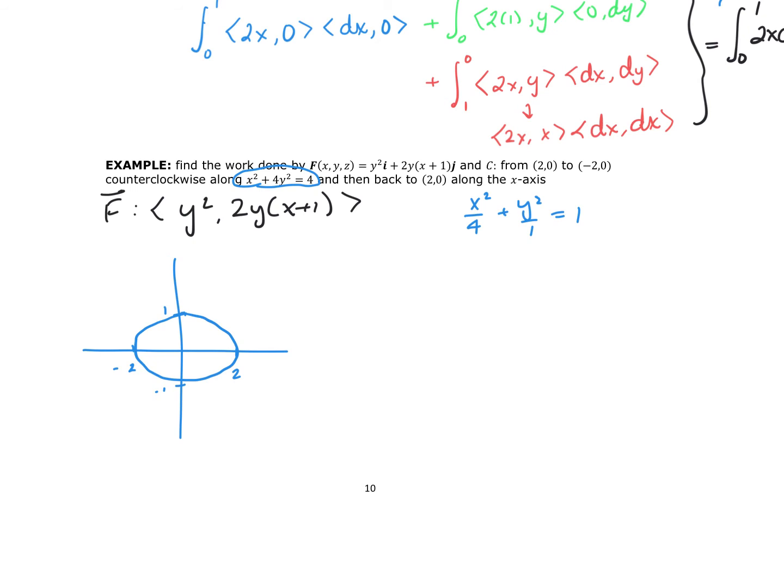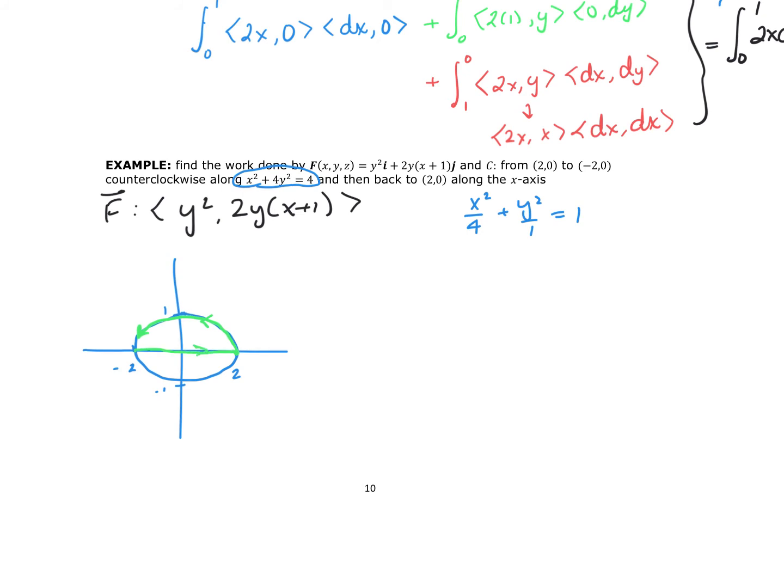This is our ellipse. And we're going to go from 2, 0, which is right here, and then we're going to go to negative 2, 0. So we're going to go in this direction. We always want to know which direction we're going. And then we're going to go back to our 2, 0 along the x-axis. Ooh, helps if I pay attention.